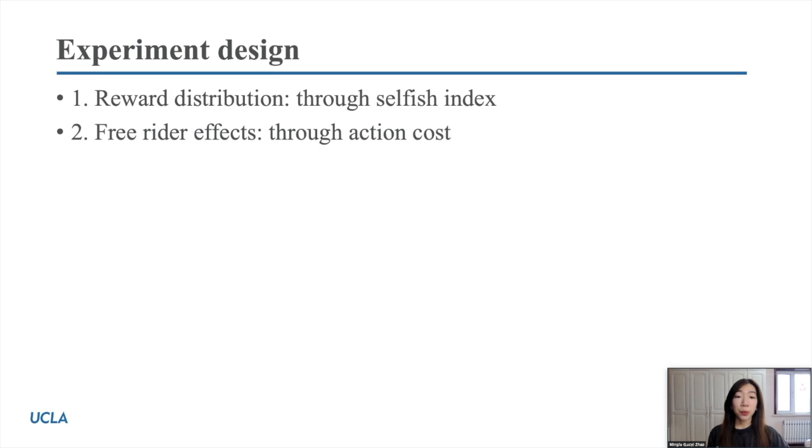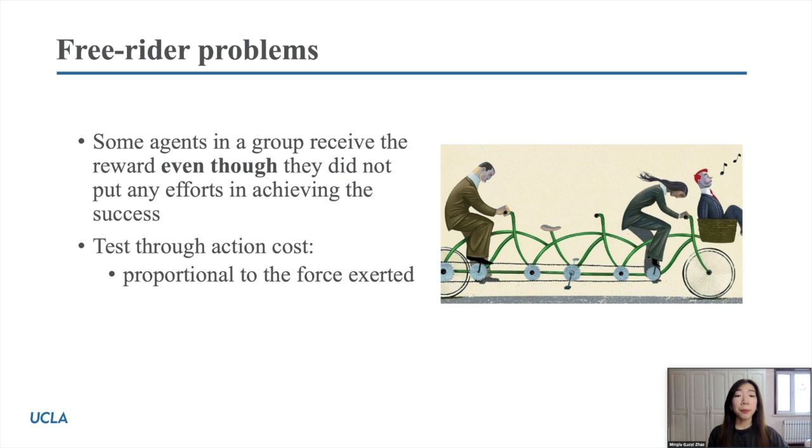The next factor we're interested in is the free rider problem. The free rider problem is a critical challenge for coordination. It refers to the scenario when some agents in a group receive the reward even though they did not put any effort into achieving the success. In our experiments, we manipulate the severity of the free rider problem through different levels of action costs, which is defined to be proportional to the force exerted.